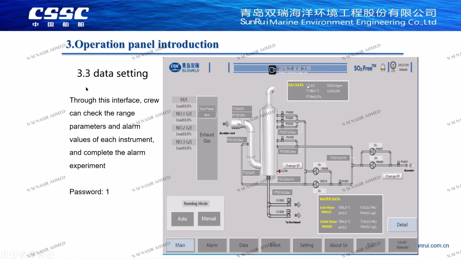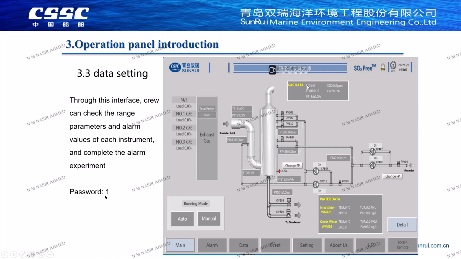Next up is our data setup interface. Parameter settings are included. After we finish delivery of the system, fix some parameters. It includes the range of some sensors and the numerical alarm of some sensors. Okay, let's move on.